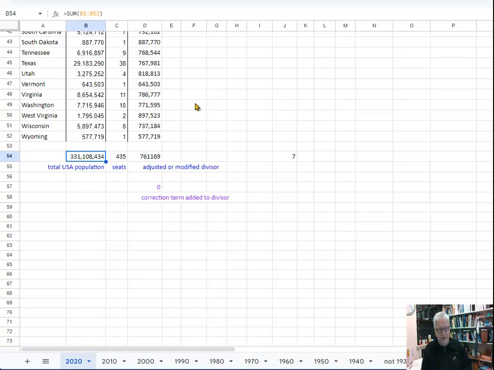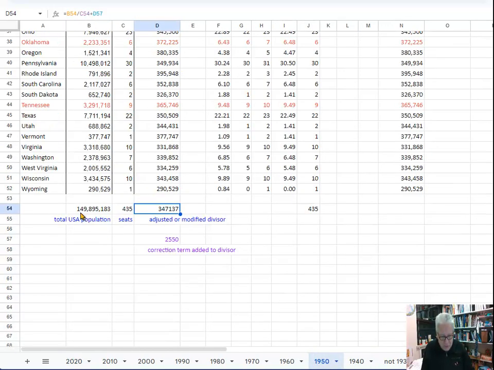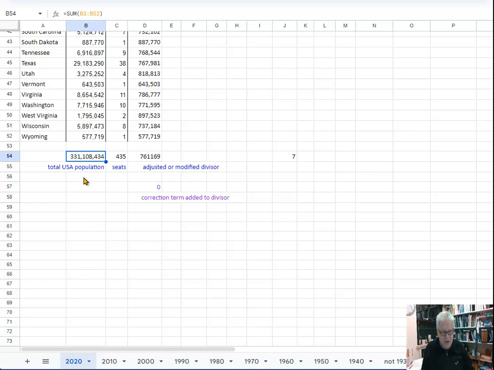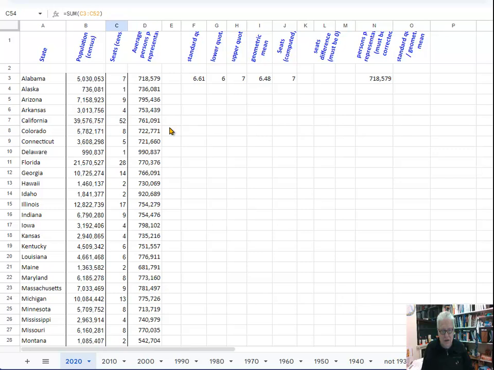So 70 years later, the population of the United States has more than doubled. Let's see if that's true. Yeah, more than doubled, 149 million compared to 331 million now, which means these numbers are much larger. Instead of 300,000, these are in the 700,000, and so on. This is our standard divisor, which soon will become, again, the adjusted or modified divisor, and we need 435 seats.